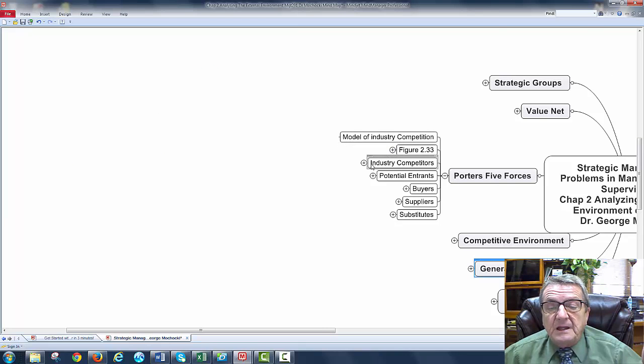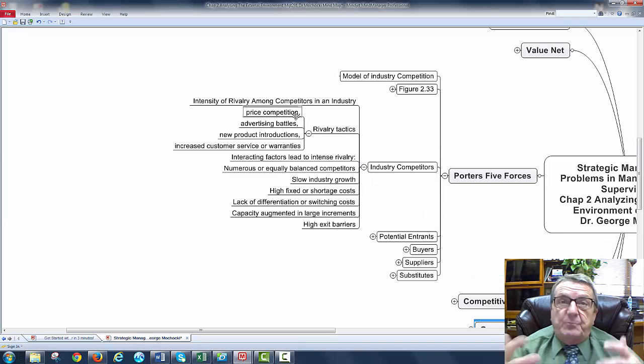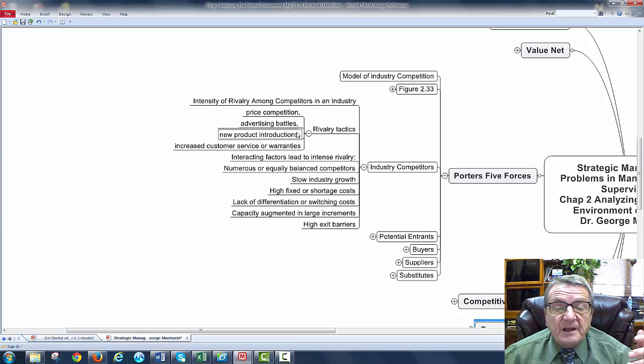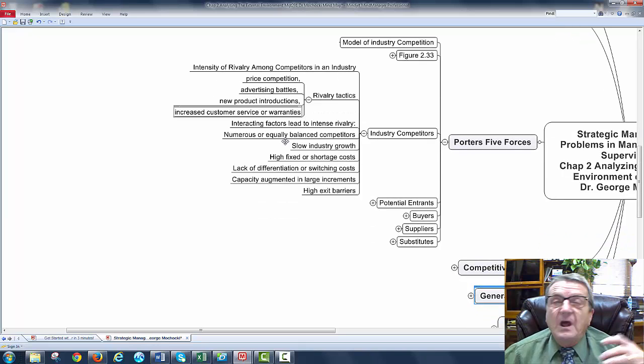So when I'm looking at the industry competitors, the price, the competition, advertising battles, increase in customer service, warranties. I have to affect that. I'm a car dealer. Why do car dealers now give you 3 years or 100,000 miles? Because foreign cars are giving that for people.